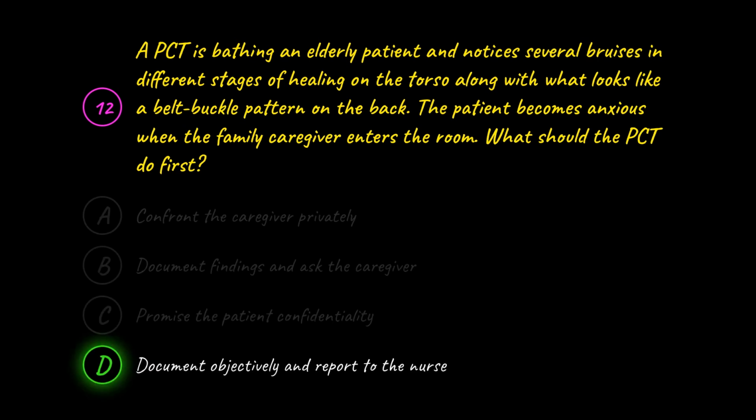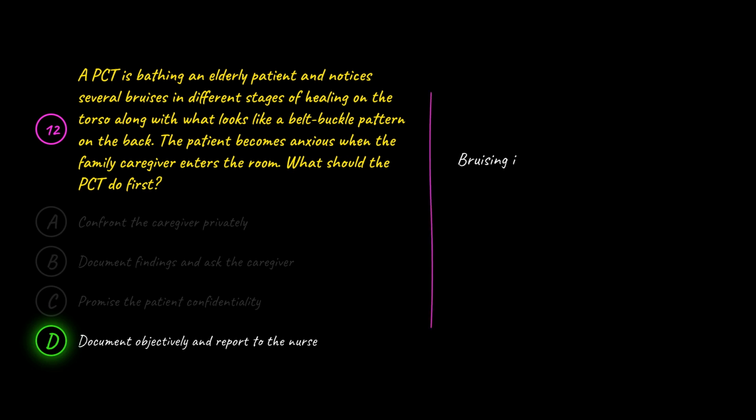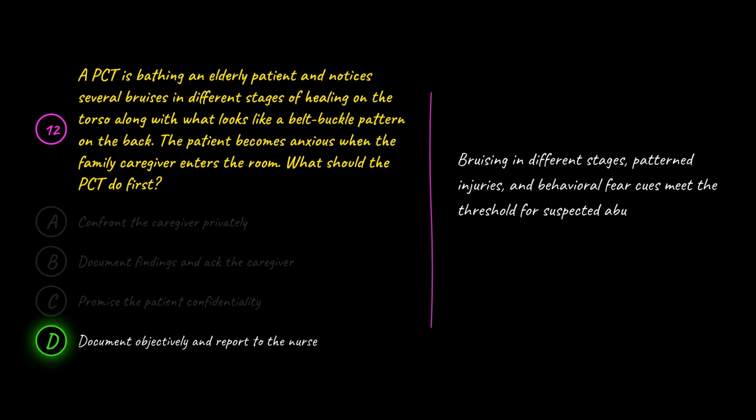The correct answer is D. Document objectively and report to the nurse. D is correct because bruising in different stages, patterned injuries, and behavioral fear cues meet the threshold for suspected abuse. The PCT documents what is seen objectively and reports promptly so social services can begin the investigation.